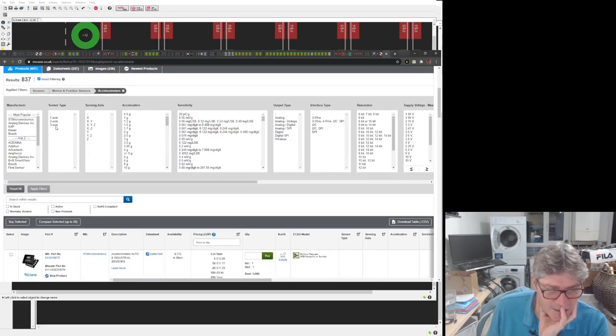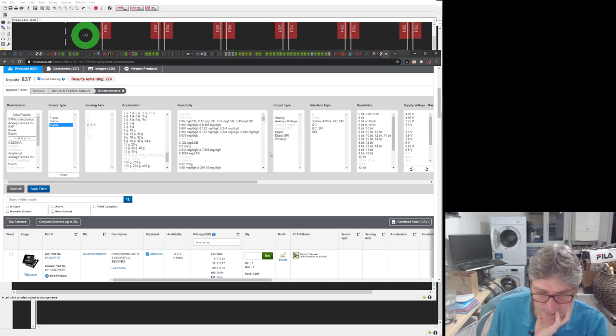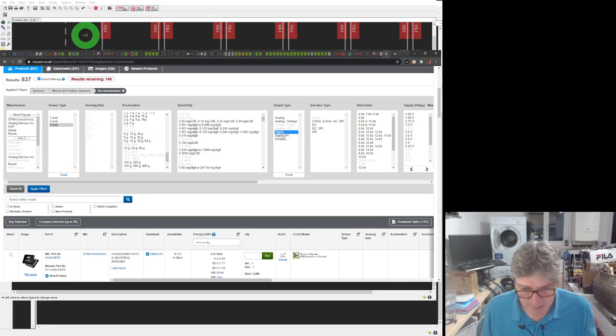What do we want? Three axis? I'm really interested in two, but yeah, may as well. I don't know how many grams, you know, sensitivity we need. No idea, but we do want them digital. Let's do digital and digital SPI, I guess.